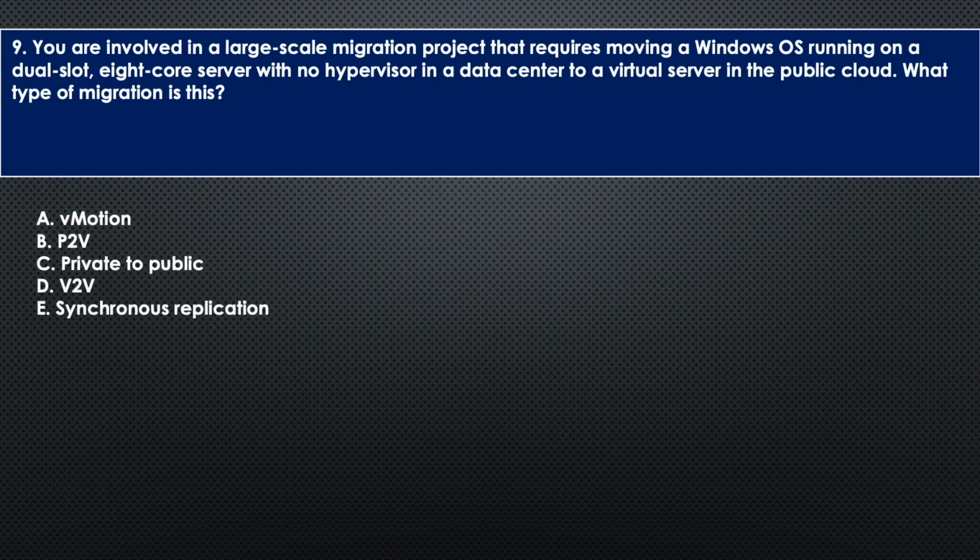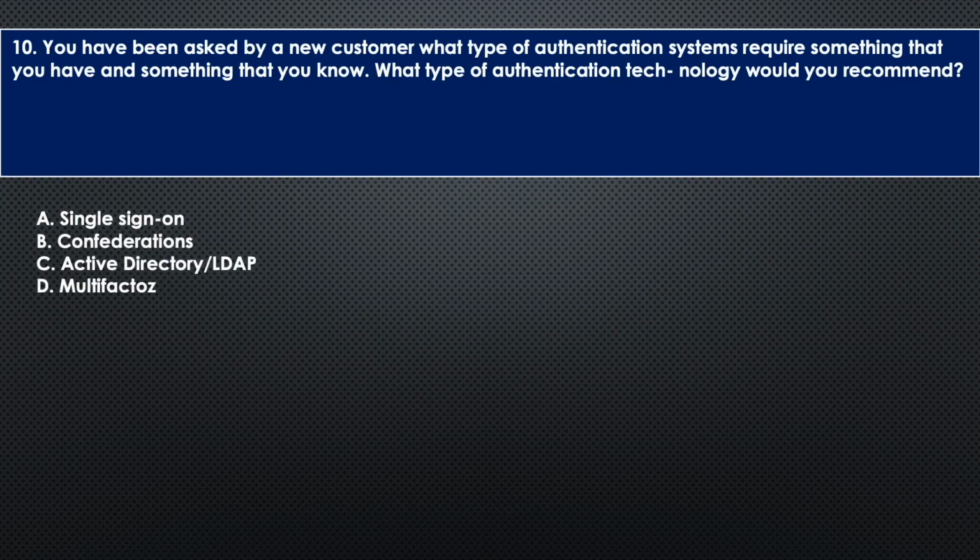9. You are involved in a large-scale migration project that requires moving a Windows OS running on a dual-slot, 8-core server with no hypervisor in a data center to a virtual server in the public cloud. What type of migration is this? A. vMotion, B. P2V, C. private to public, D. V2VE, E. synchronous replication. Answers: B. When migrating a server that is running on bare metal to a hypervisor-based system, you would be performing a physical to virtual migration.